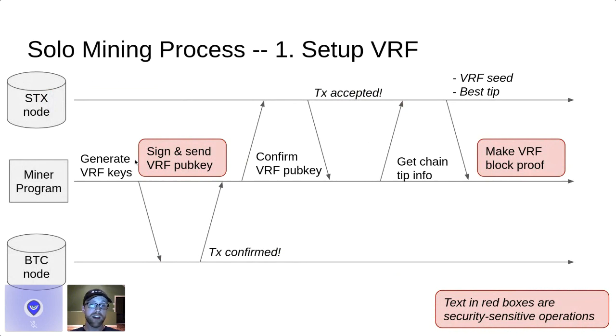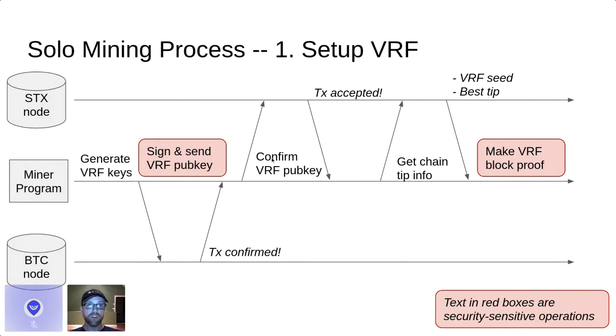You have to sign and send a Bitcoin transaction that includes the VRF public key inside of it. And this is a security sensitive operation here. Once you have your transaction, you can go ahead and broadcast it to the Bitcoin network via your trusted Bitcoin node. And eventually it should confirm.